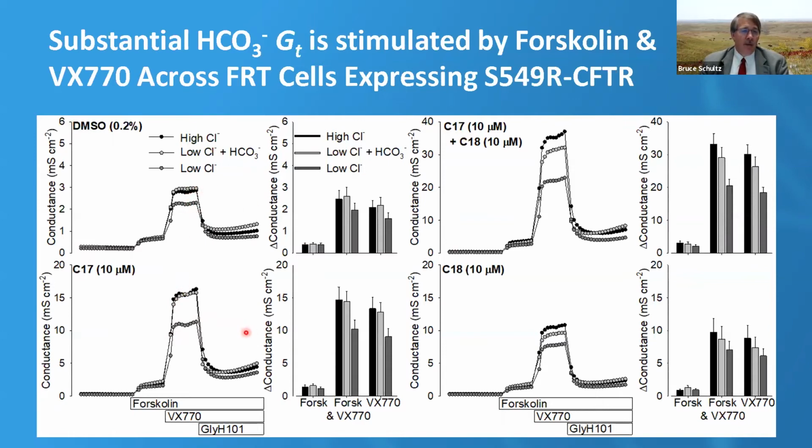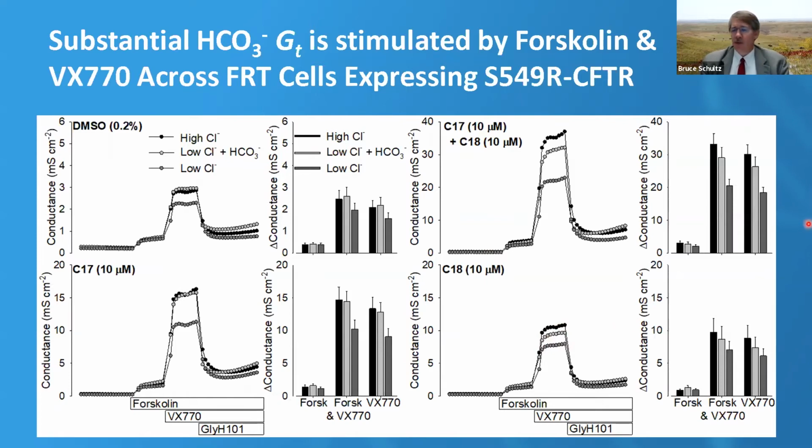And so the bicarbonate is substituting for chloride almost on a one-for-one basis and contributing to overall conductance. In the presence of C18 or the combination of 17 and 18, the conductance does not parallel fully the high chloride condition, but is substantially closer to high chloride than to low chloride. So there is a substantial increment in conductance associated with bicarbonate being present in the medium.